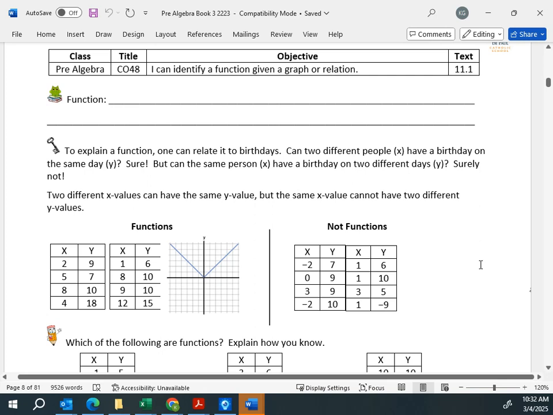Good morning. Today we are continuing on with those functions, and the domains and the ranges and all that wonderful stuff that we started this unit off with. Today we are doing CO48. I can identify a function given a graph or relation.